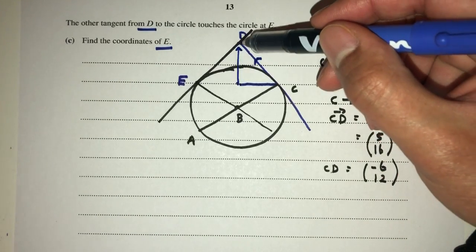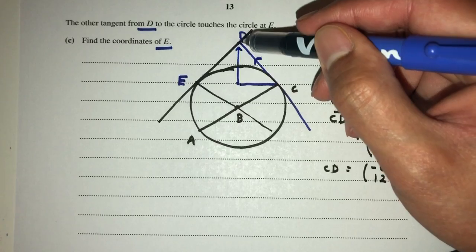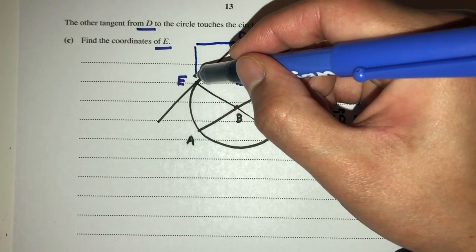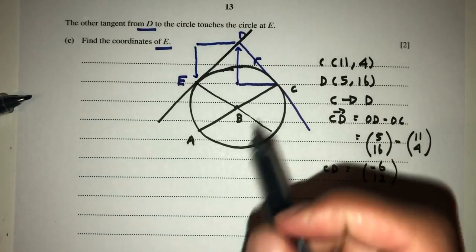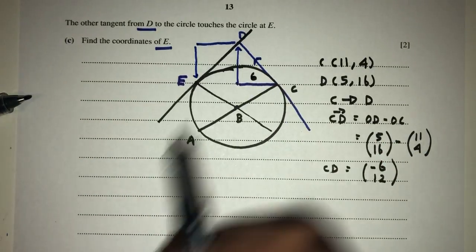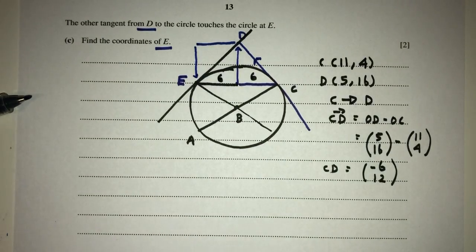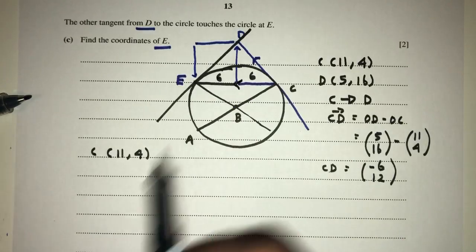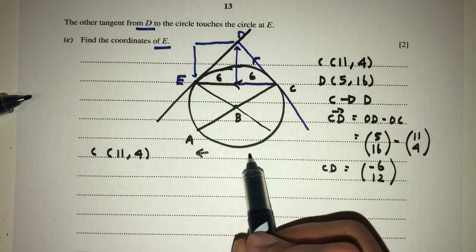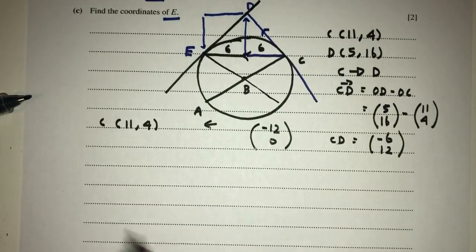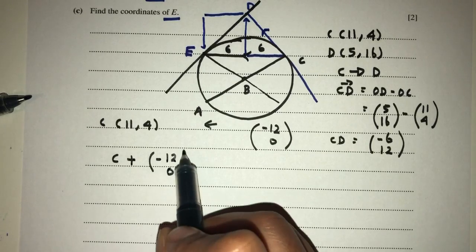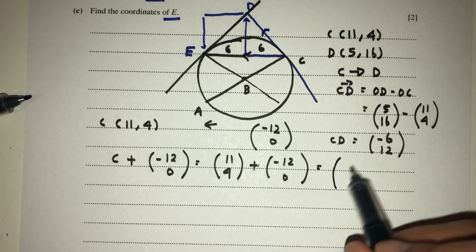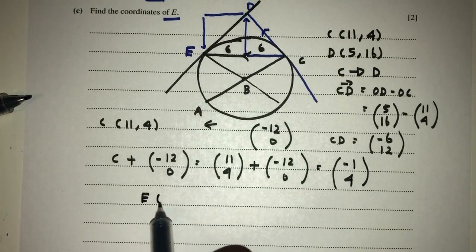So you have to know that this shape here is the same as the shape over here. So to move from D to E, we have to move the same distance. If that makes any sense. So basically we can just move. If that was 6, this also has to be 6, right? So if C is 11, 4, you have to move 12 to the left to go to E. So 12 to the left is defined by a translation matrix minus 12, 0. So from C, we move minus 12, 0. That is 11, 4 plus minus 12, 0. That will be minus 1, 4. So your point E has to be the point minus 1, 4.